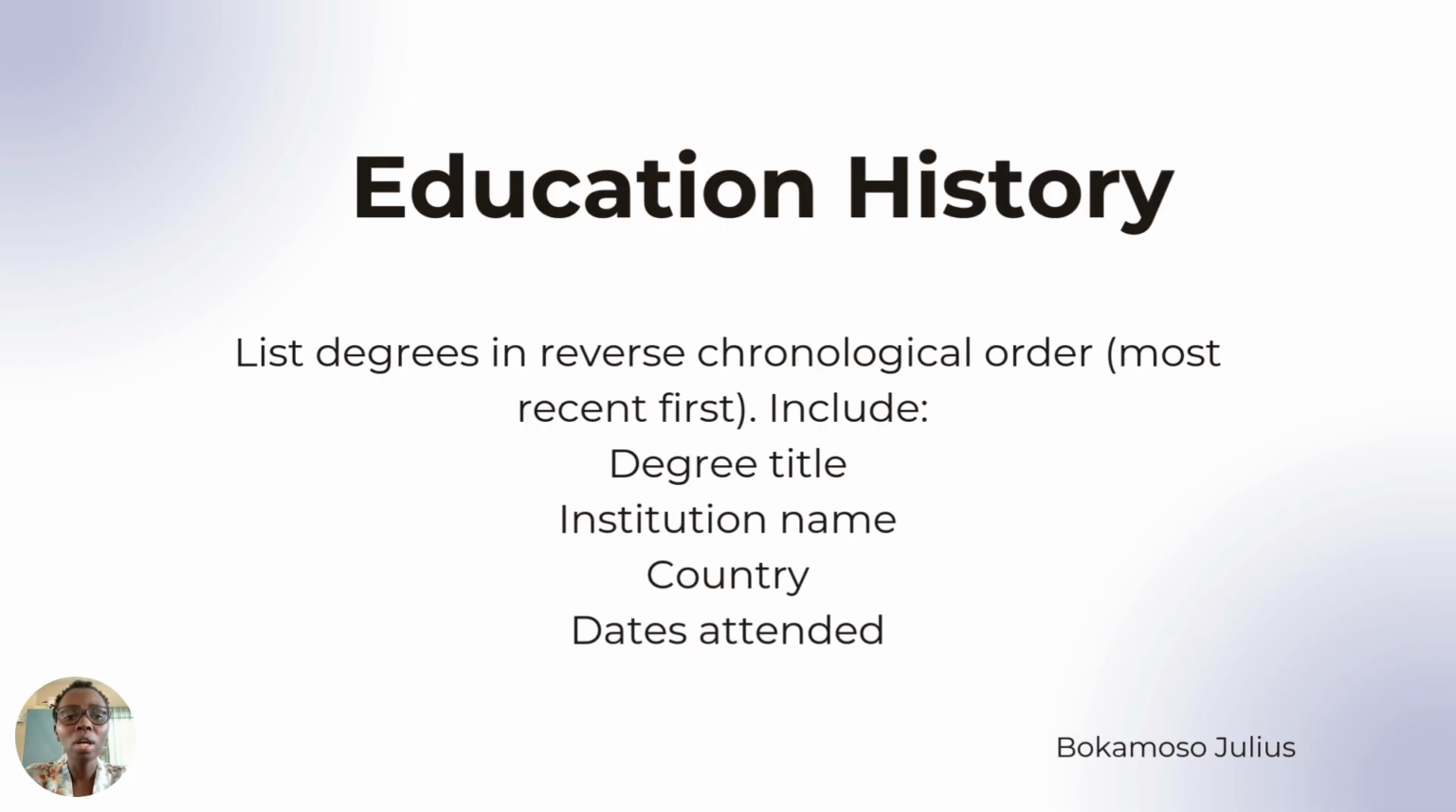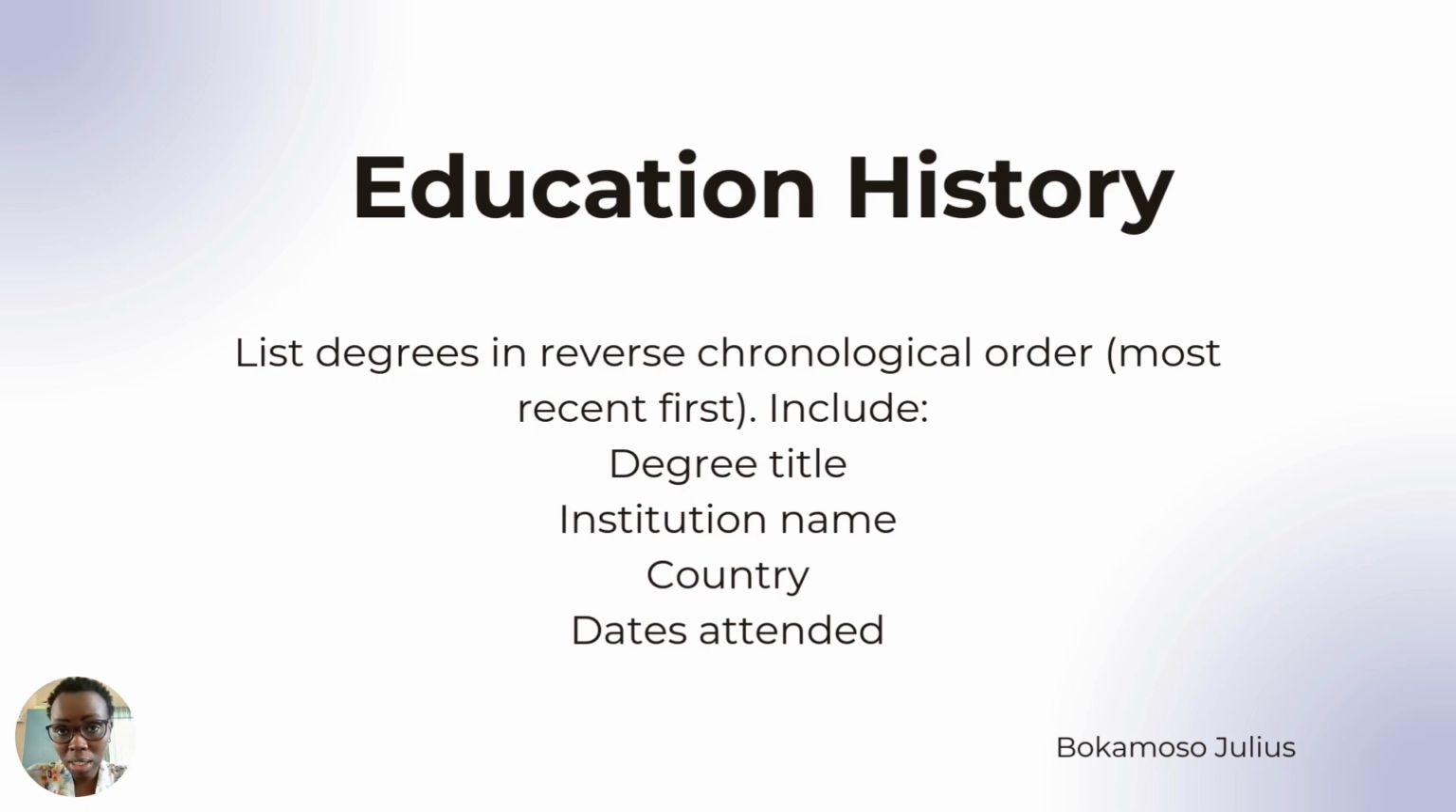Educational summary. Here you list all the degrees that you have attained. This is where you list your undergraduate degree, your master's degree if you have any, and they should be in chronological order, meaning you should start with the latest degree. If you have a master's degree, your master's degree should be at the top and then below your undergraduate degree. If you only have an undergraduate degree, then you should add your undergraduate degree details.